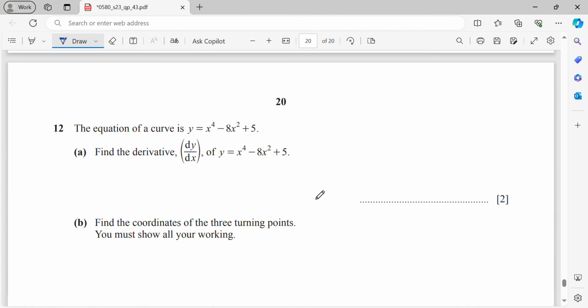Right, now for question 12, the equation of the curve is this. Find the derivative of y. So now your y is x to the power 4 minus 8x squared plus 5.